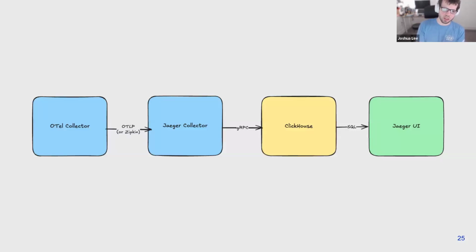You can't use the all-in-one Jaeger Helm chart. You have to split out the various components. So what you end up doing is deploying an OpenTelemetry collector, or really anything that's capable of exporting Zipkin traces. That might be a Jaeger agent. And then that's going to export via OTLP or Zipkin to the Jaeger collector component, which is one of the components of Jaeger that you can deploy. That has an extension, Jaeger ClickHouse, that uses gRPC to write the data directly into ClickHouse. And then Jaeger UI is using SQL to pull the data out of ClickHouse.